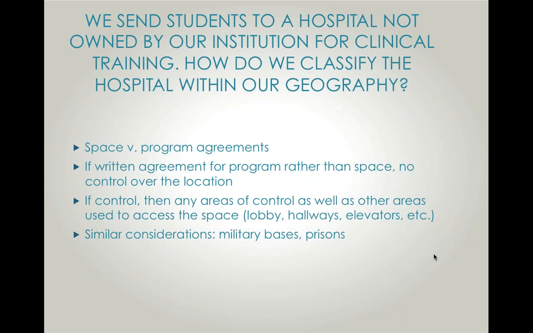But as we're also noting on this slide, if you are in control, then any areas of control that you have are reportable, as well as other areas used to access that space, such as a lobby or a stairwell or an elevator. So for example, if you control a classroom space in a random office complex building from Monday through Friday, 7 a.m. to 12 p.m., September through December, then you are responsible for reporting crimes that occur within that classroom and in the spaces used to access that classroom within that building. That doesn't necessarily mean a parking lot. A parking lot would have to be included additionally within that agreement in order for that to be a space that you would consider reportable.